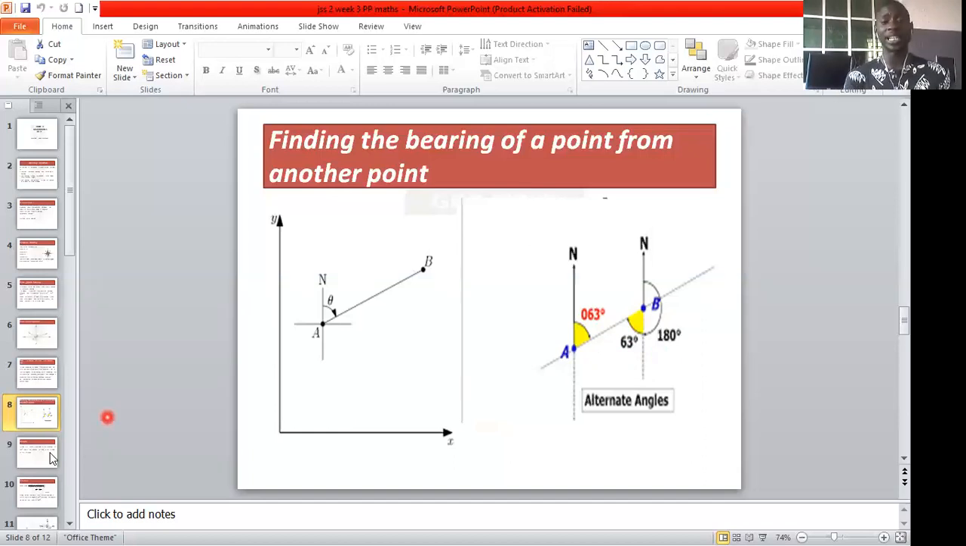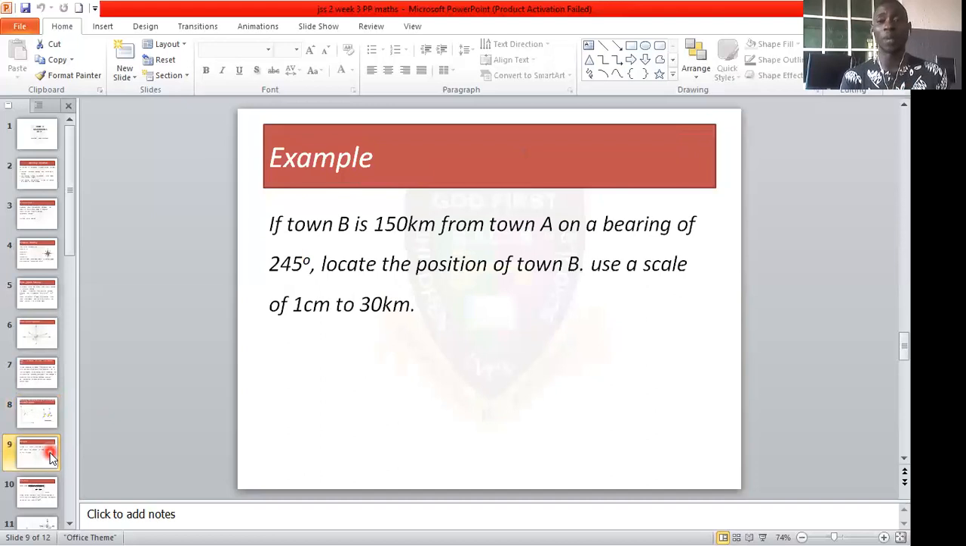If town B is 150 kilometers from town A, take note of the words from A. That is the starting point: A. If town B is 150 kilometers, now there's a distance, that is the line we told you to connect them. The distance between them is 150 kilometers, on a bearing of 245 degrees. That falls within the range of south and west, below 270 and more than 180. On a bearing of 245 degrees, locate the position of town B.